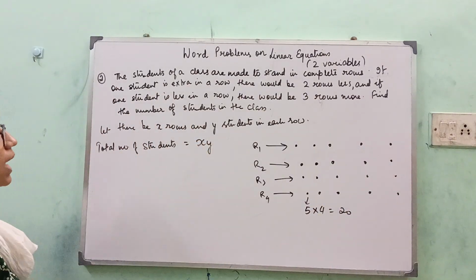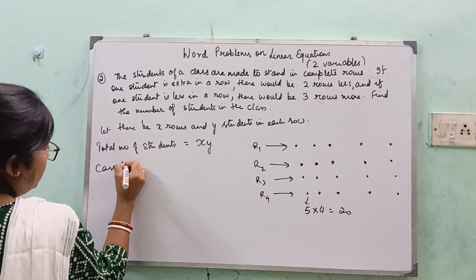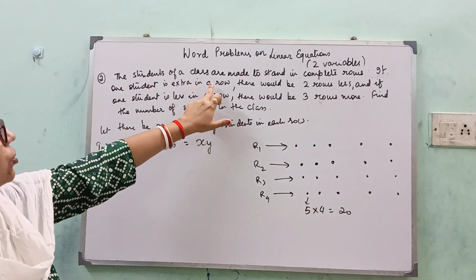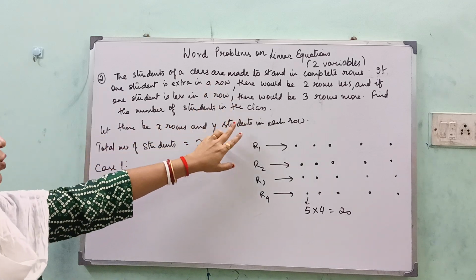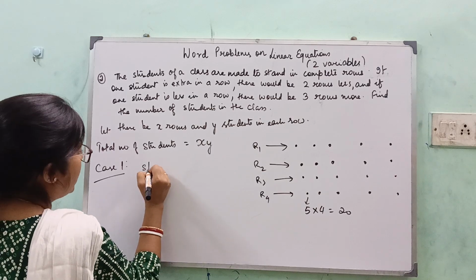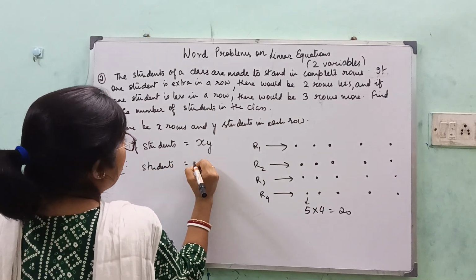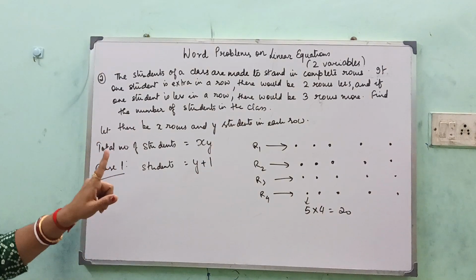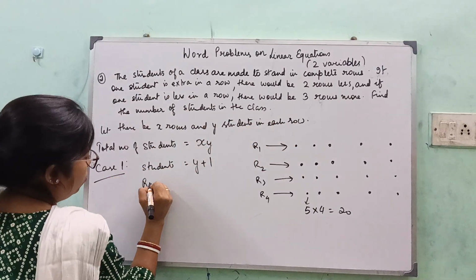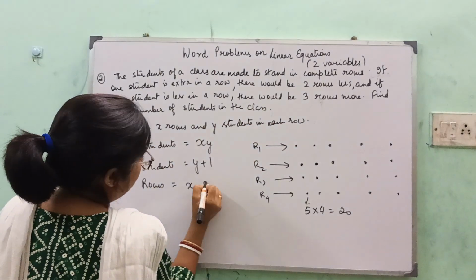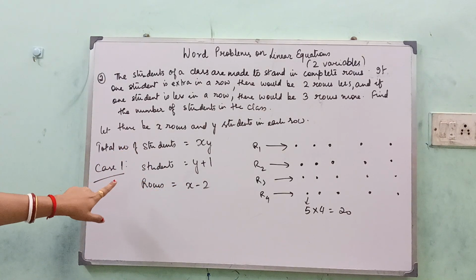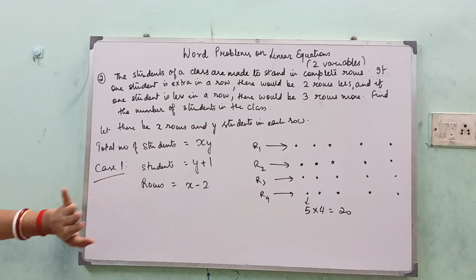So x into y. Now there are two cases here. Case 1. What does case 1 tell? That if one student is extra in each row. So initially each row had y students. Now there is one student extra in each row, and there would be 2 rows less. That means the rows in this case would be 2 less than the original number.